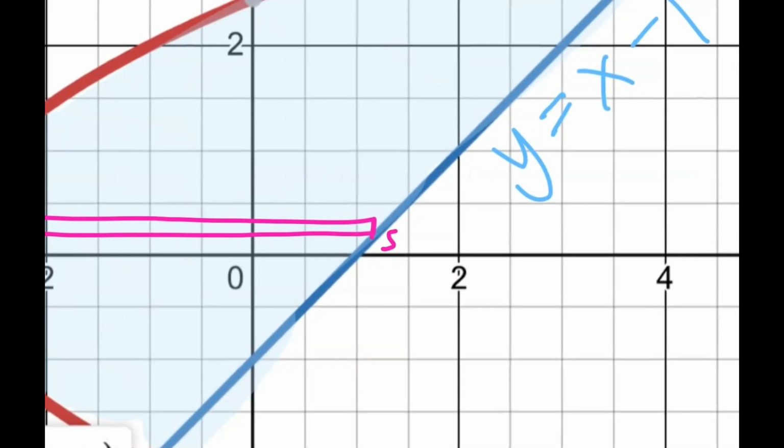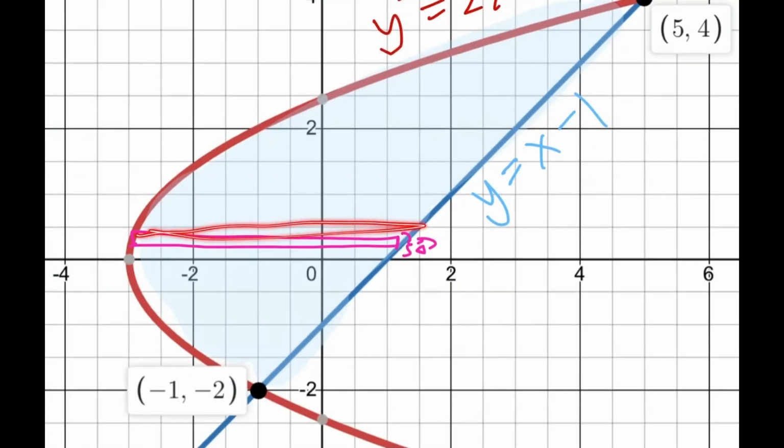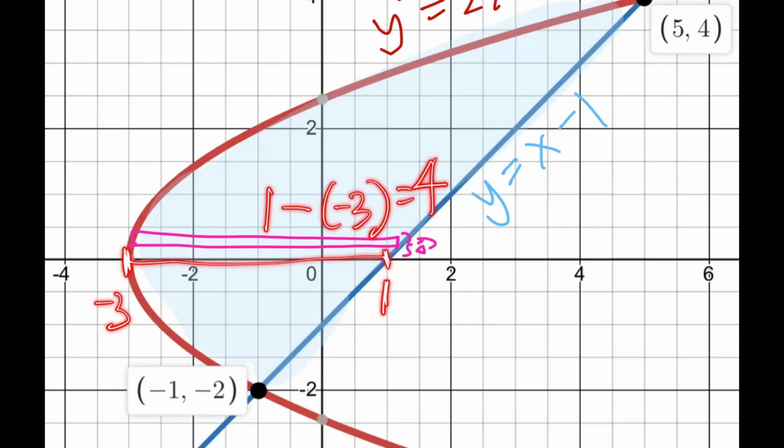But now, this width of the rectangle right here is a small change in y. So this is now dy, or delta y. And then the length of this rectangle would be whatever the right function is minus the left function, the value of the x value on the left function. So the x value on the right function minus the x value on the left function will give us the length right here. So for example, this is kind of close to 1. This is pretty much right on negative 3. So if we take the right function, 1 minus negative 3, that'll give us 4. And that is the length of a potential tiny rectangle right here.